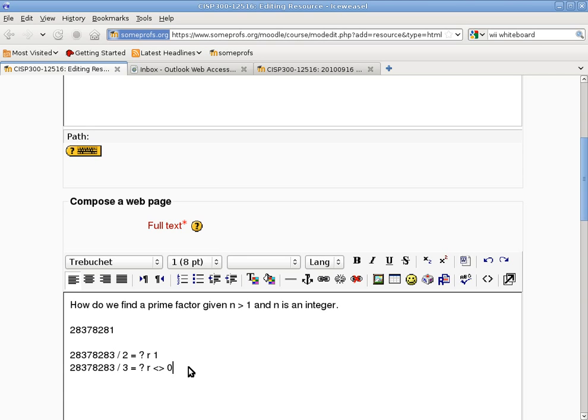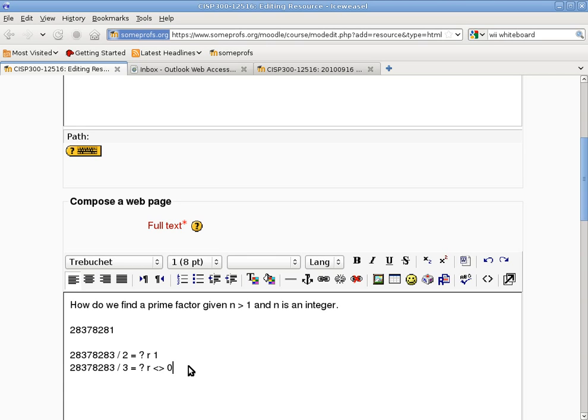So, okay, but the whole point is you try to divide it by 3 this time. I don't care about the quotient part. I only care about the remainder part. But the remainder is going to be different from 0. Okay, so what do you do next?